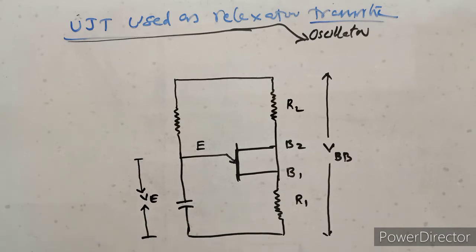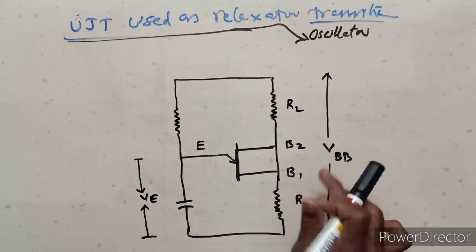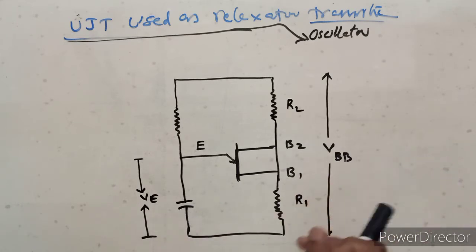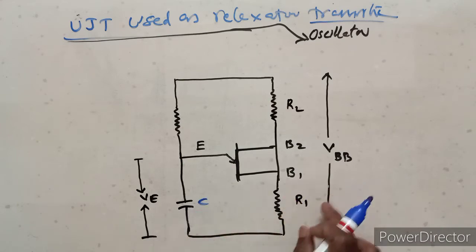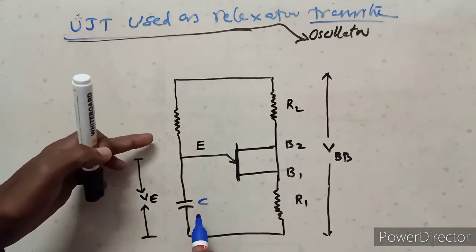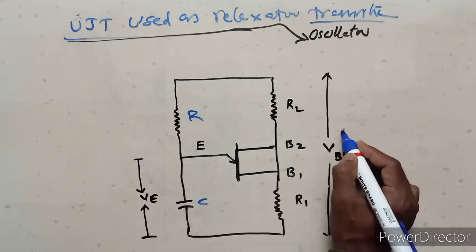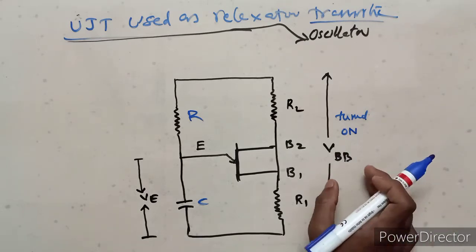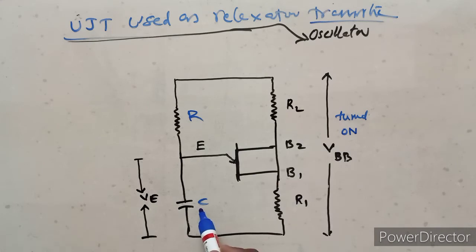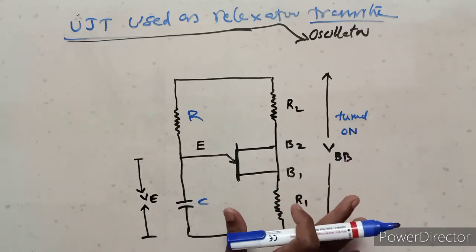First of all, when the voltage VBB, the voltage between the two bases, base 1 and base 2, is turned on, the capacitor C charges through the resistor R. When VBB is turned on, the capacitor charges through the resistor. This is the important point.